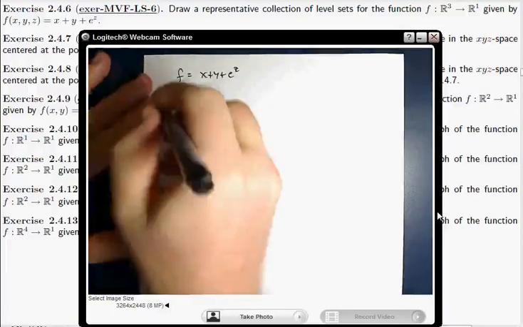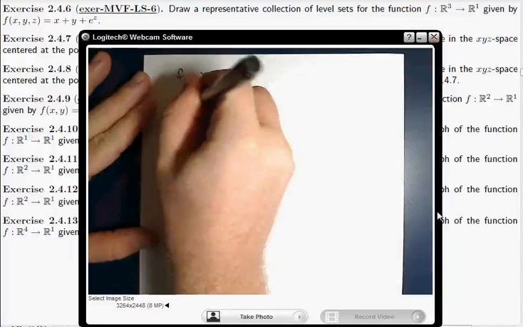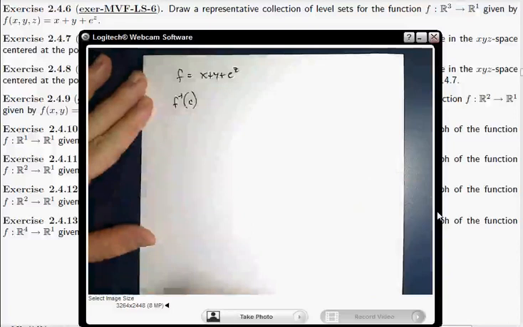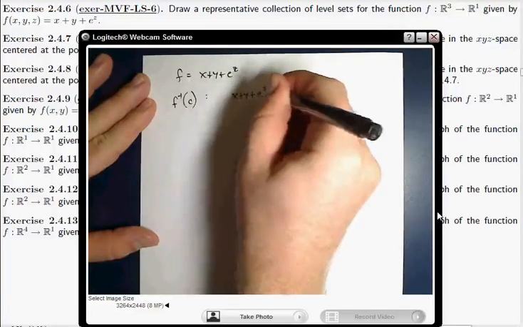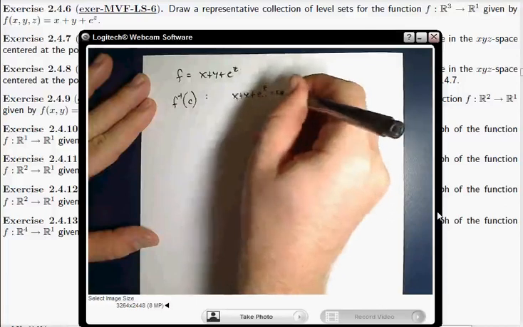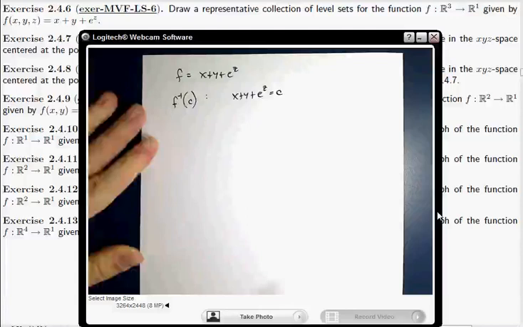So let's look at the level set where we set the function equal to c. Well, I have x plus y plus e to the z is equal to c. Okay. I have no idea what that looks like. So how do I tell what something looks like?